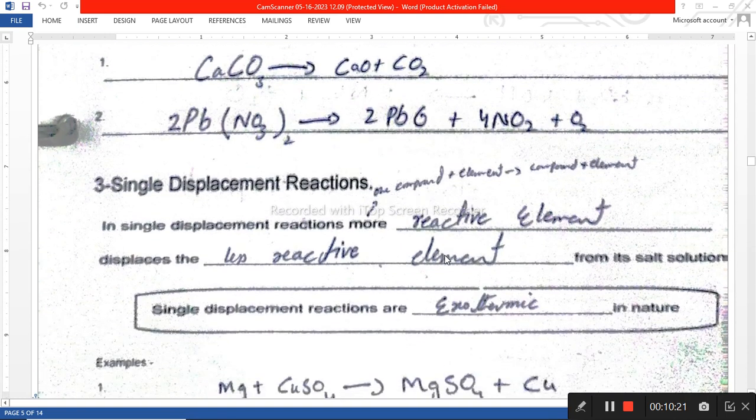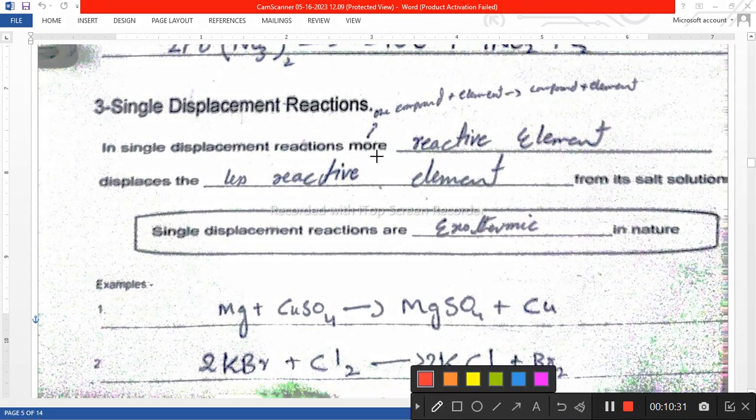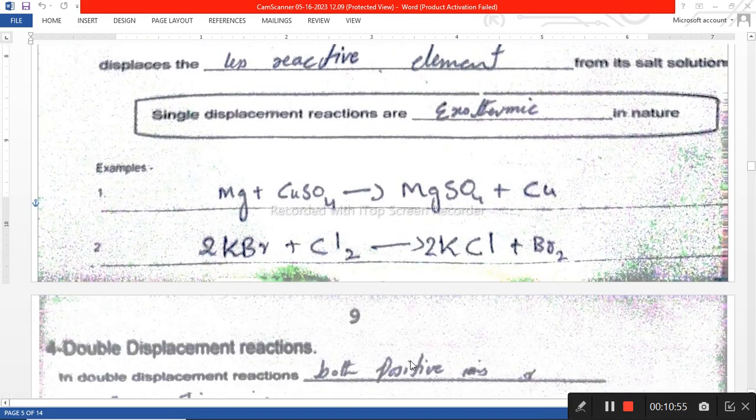Okay, single displacement reactions, let's discuss it. In single displacement reactions, a compound plus an element react. A more reactive element displaces the less reactive element from the salt solution. These are exothermic. Let's discuss what the definition is saying.